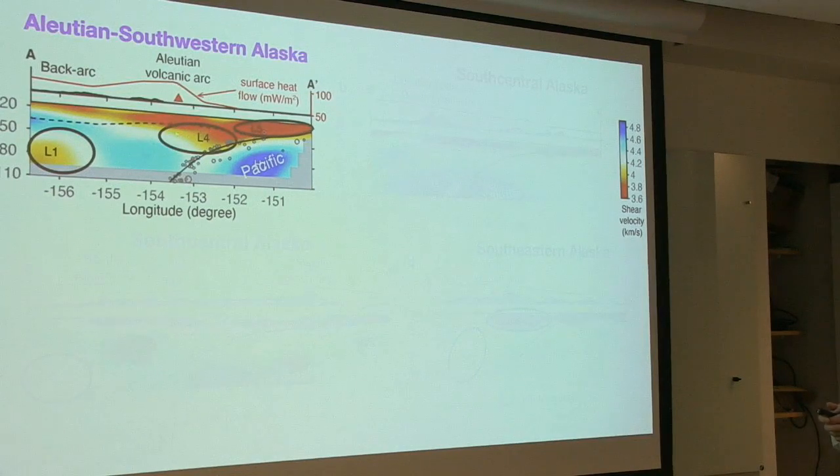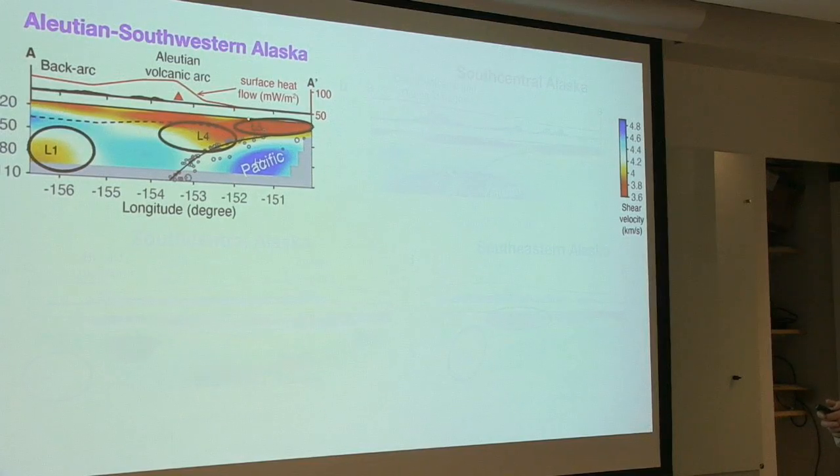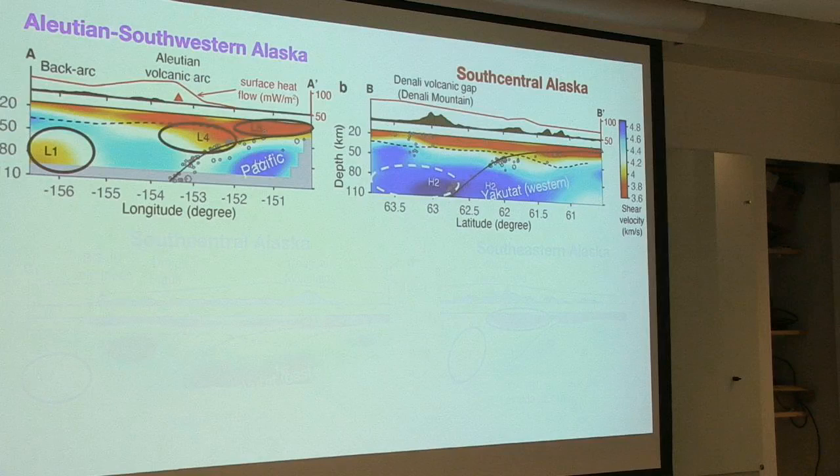The dashed line here is the image, the Moho from other studies. Moho is the depth of the crust-mantle boundary. And this is the crustal arc, the low velocity in the crustal arc. This is the back arc of low velocity. But when you go to the Denali volcanic gap here, we see a completely different structure.